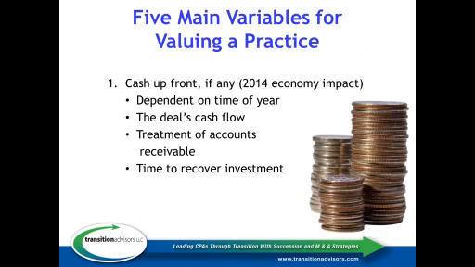If you were one of the 8 people in 1990-something who bought the first book I wrote, I talked about 9 variables that make up purchase price. Don't hate me, there's really 5. I got paid by the page. So let's look at the 5 main variables. The first one is cash up front, if any.